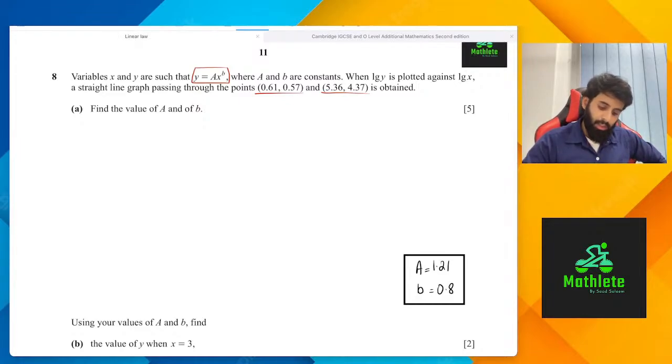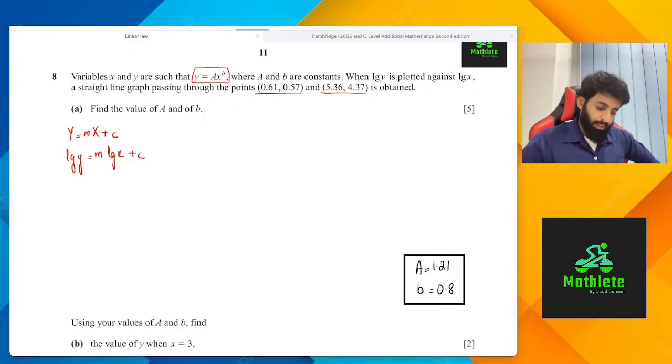Okay, now, first things first, y is equal to mx plus c. We all know that, right? Instead of y, we'll have LGY, and in place of x, we'll have LGX, plus c. That means our equation should look something like this. Okay, this is what our equation should look like. Now remember, what are we starting with? We are starting with y is equal to ax to the power b.